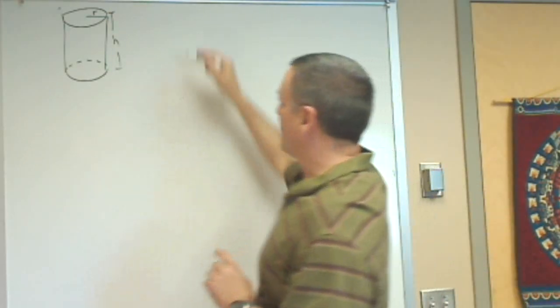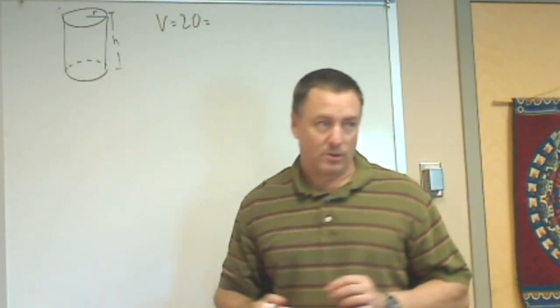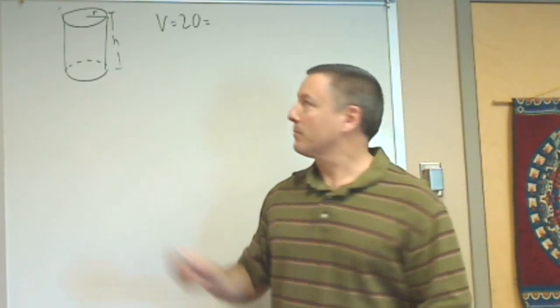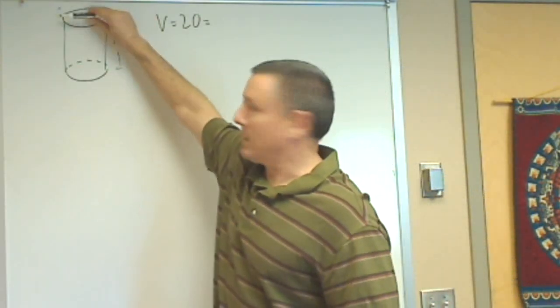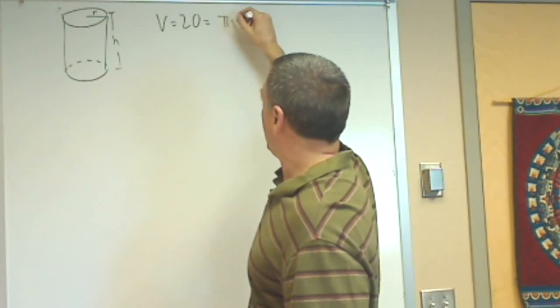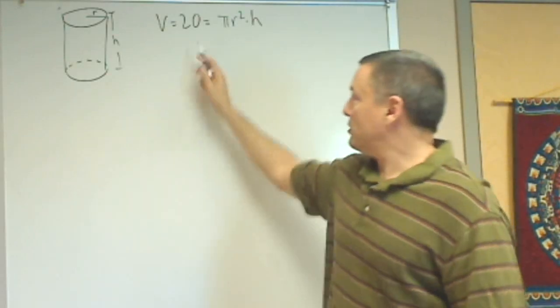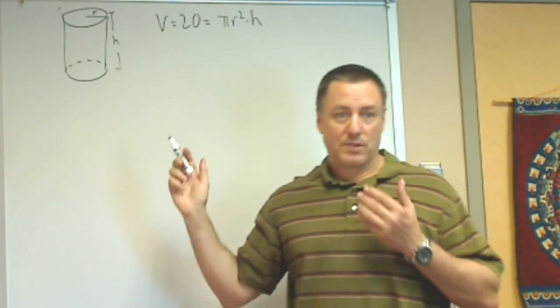Now we were told the volume equals 20. But we either know or we can look up a formula for the volume of a cylinder. The volume of any cylinder is the area of the top or bottom times the height. So in this case, pi r squared times h. And this we know is 20. But that's not what we're trying to optimize.